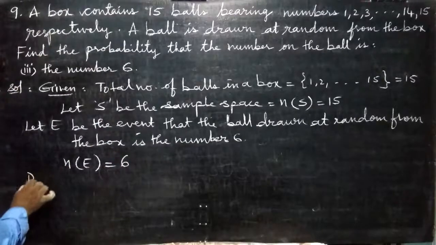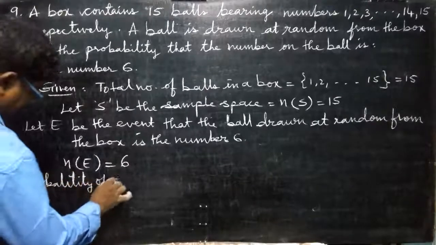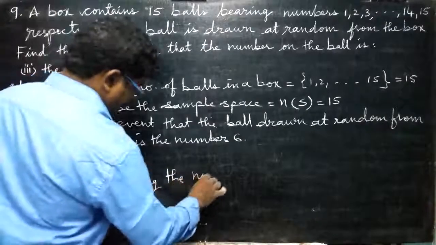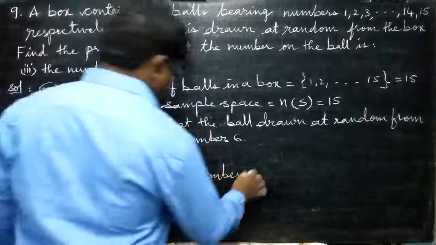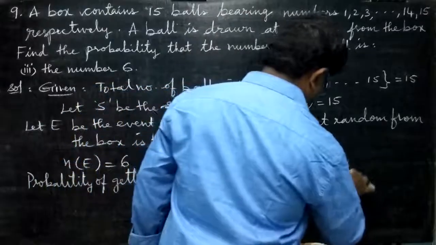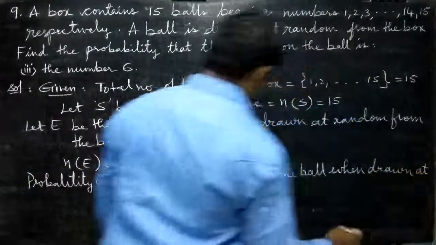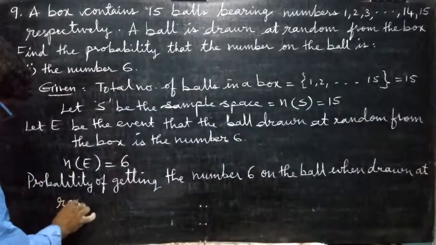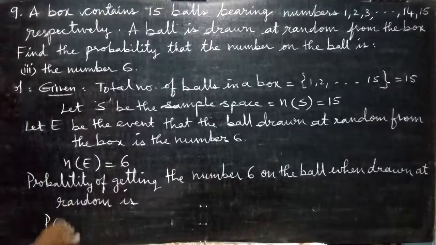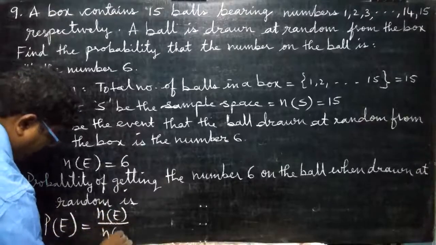So now they are asking to find the probability of getting the number 6 on the ball when drawn at random. That is P of E. P of E is equal to N of E by N of S.